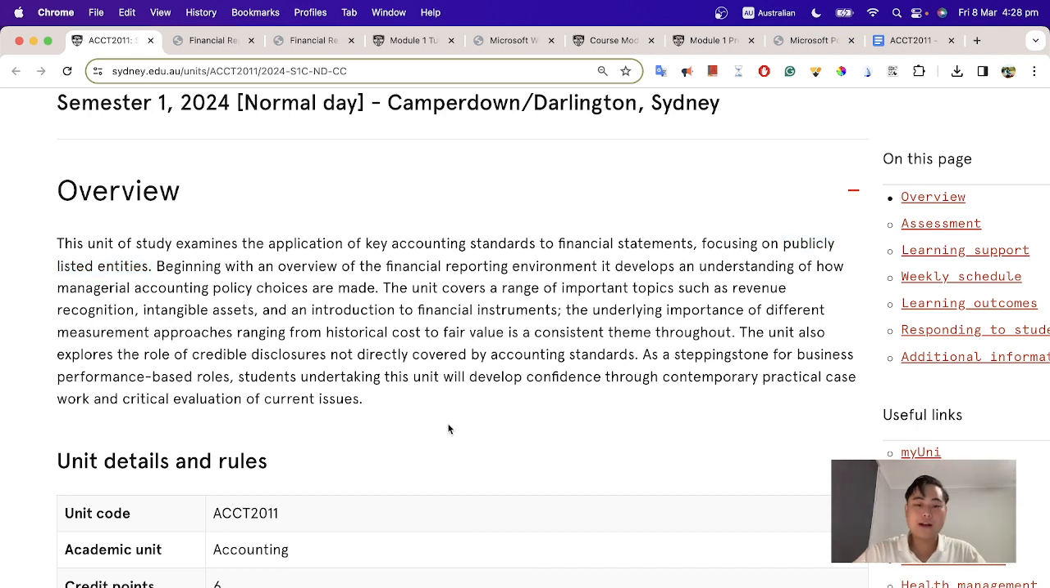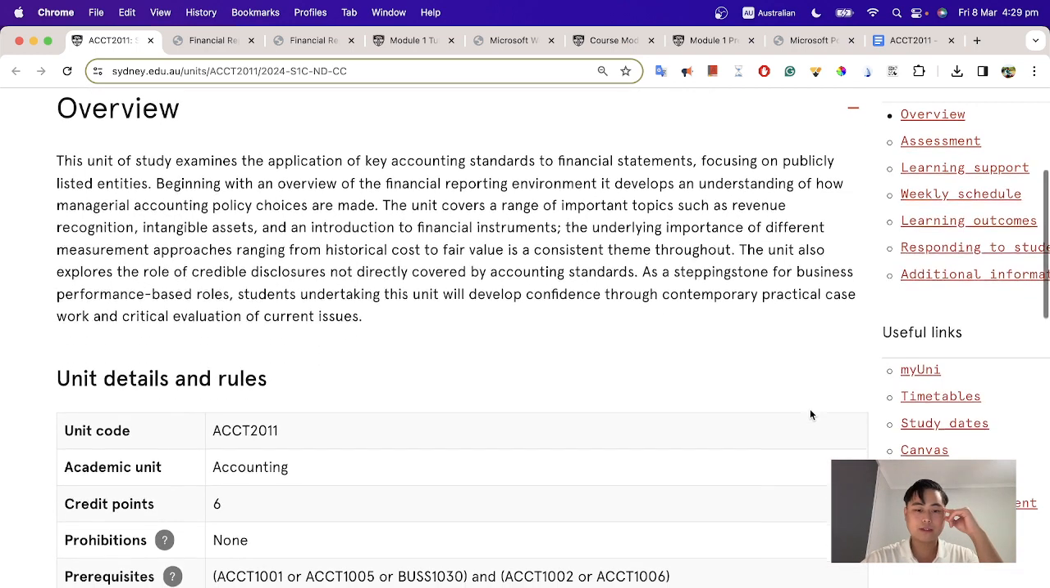A beginning of an overview of the financial reporting environment. It develops an understanding of how managerial accounting policy choices are made. The unit covers a range of important topics such as revenue recognition, intangible assets, and an introduction to financial instruments. The underlying importance of different measurement approaches, ranging from historical cost to fair value, is a consistent theme throughout. The unit also explores the role of credible disclosures not directly covered by accounting standards as a stepping stone for business performance-based roles. Students understanding this unit's development of confidence, blah, blah, blah.